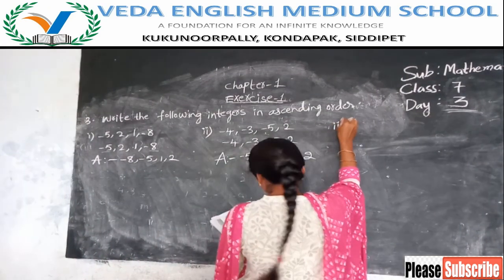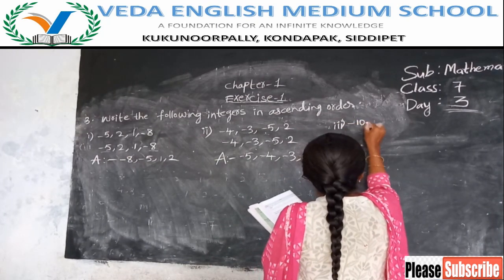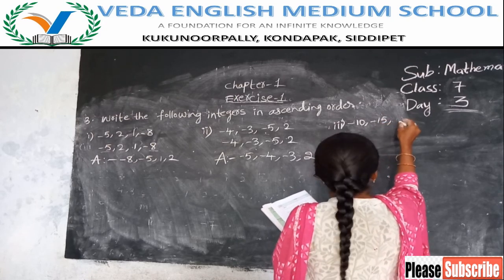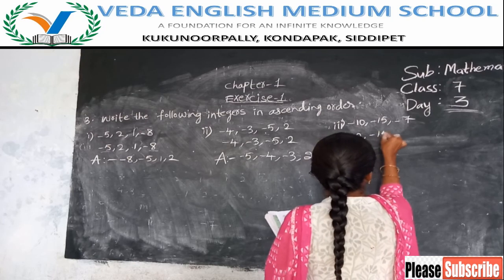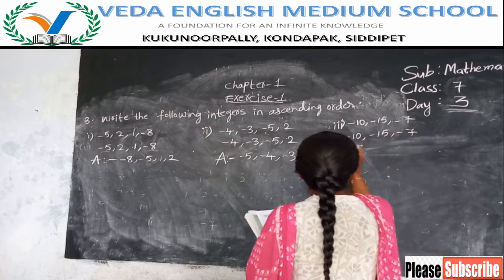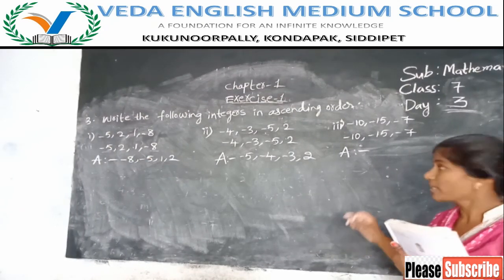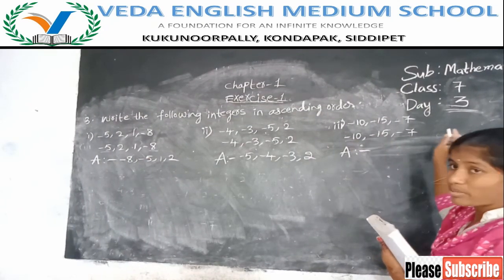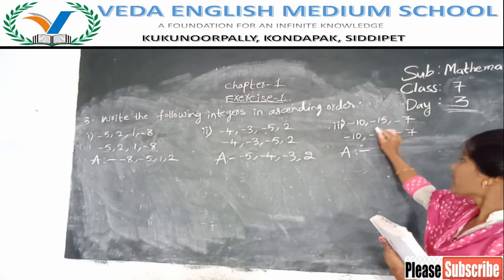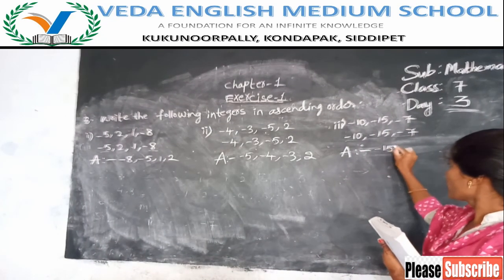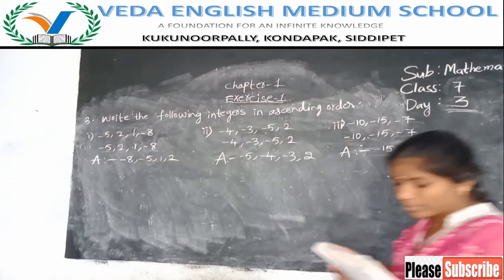Last, third question: -10, -15, -7. Now we have to arrange these numbers from small to big, ascending order. The arrangement of numbers from smaller number to greater number is known as ascending order. Now all are negative numbers only. In negative numbers, greater number becomes smaller, smaller number becomes greater. So -15, next -10, next -7. Now ascending order has completed.